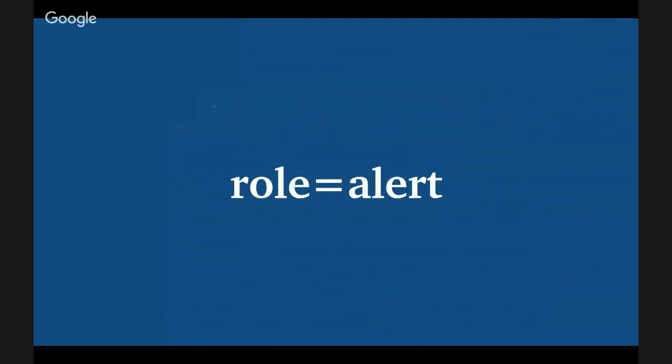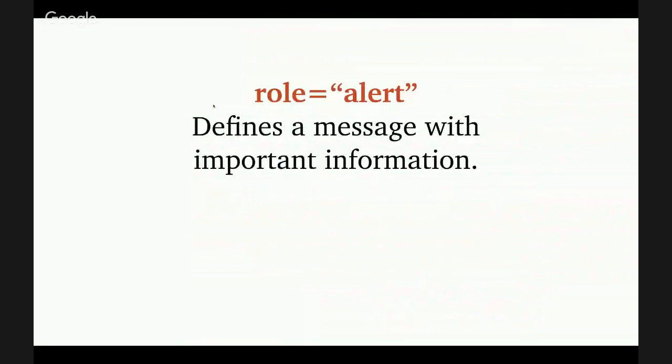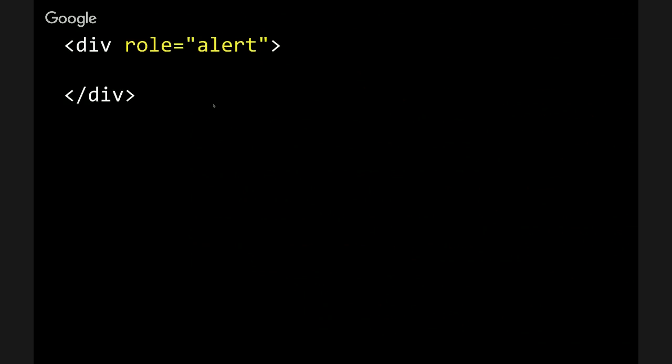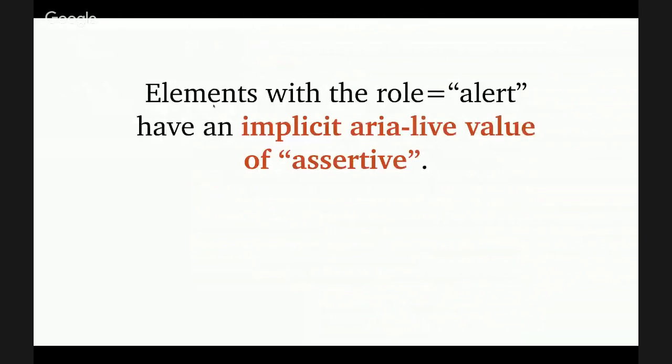Next up, let's look at role equals alert. So role equals alert defines a message with important information. So we'd do it like this. We'd have a div or something like that, and role equals alert. Now elements with a role equals alert have an implicit ARIA live value of assertive. So it's the same as writing ARIA live assertive in terms of its notification. It does, however, have a different role in that it's telling people that this is an alert.